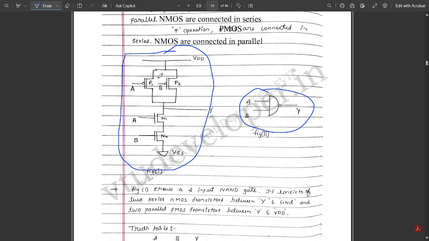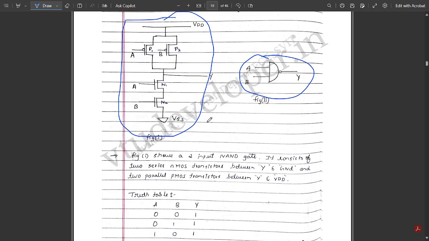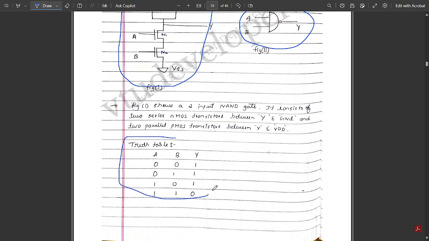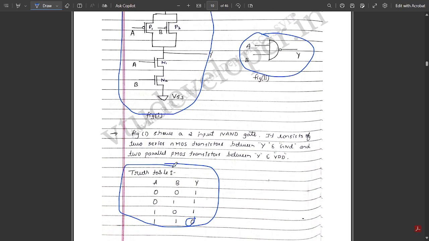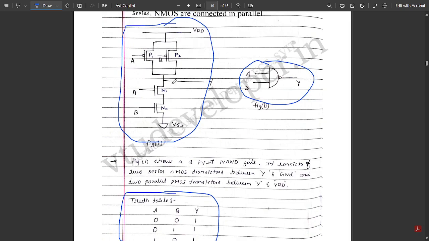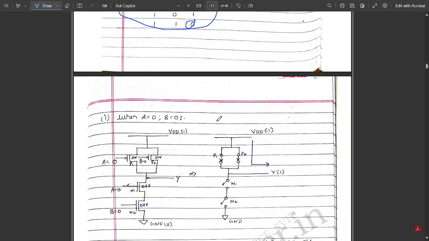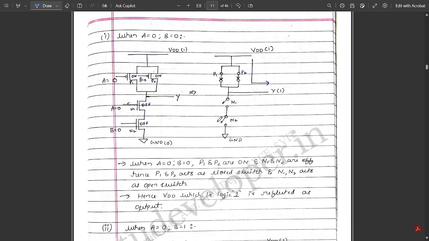Now let us see how it works, and how the truth table is produced. This is the truth table of the NAND gate. As I've already told you, only when both inputs are 1 is the logic output 0. Otherwise, the output is 1 for all the other three combinations. Figure 1 shows the two input NAND gate. It consists of two series NMOS transistors between Y and ground, and two parallel PMOS transistors between Y and VDD. Now, for each combination, let us see how the circuit works by converting the NMOS and PMOS transistors into their corresponding switches.